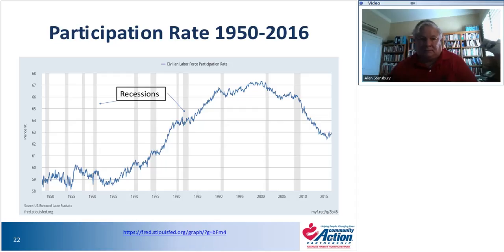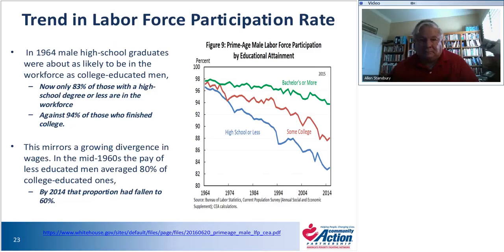And we see people with a BA, about 94% of them are working. People with some college, about 88% of them are working. People with high school or less, down to about 84% of them are working. So the trend that Alan talked about earlier, with most of the jobs created since 2009 going to college graduates, and people with high school or less continuing to lose ground, is a trend line that has continued.